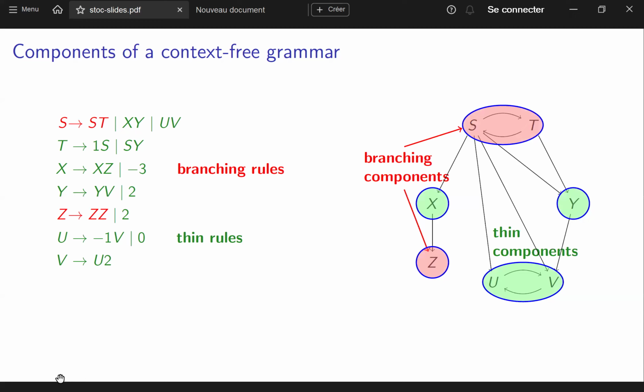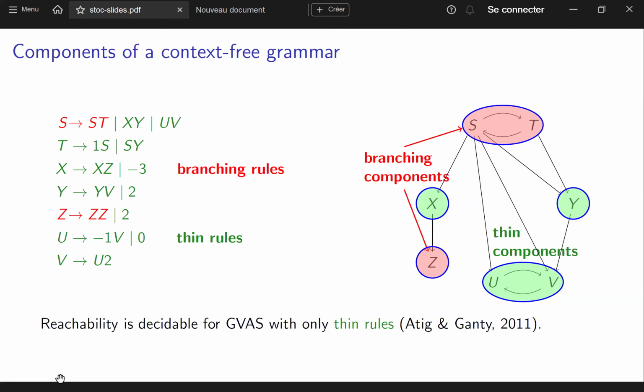With this intuition, it appears that branching rules are more complex than fin ones, and indeed, the reachability problem is already solved when there are only fin rules. This was proved in 2011 by Atig and Ganty. They don't introduce our notion of branching rules and fin rules, but they define a subclass of grammar VAS which corresponds in our language to grammar VAS with only fin production rules.